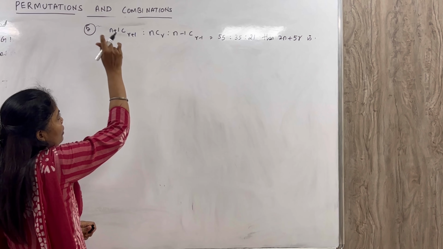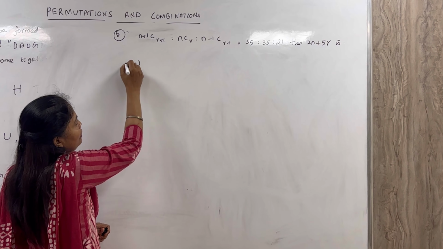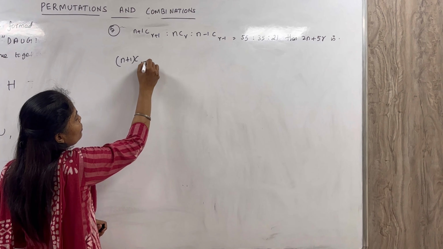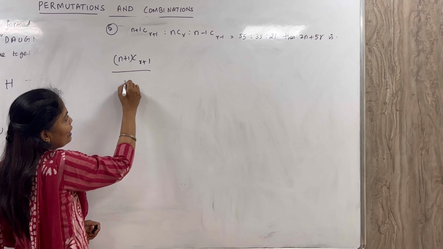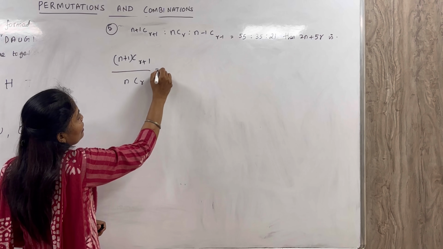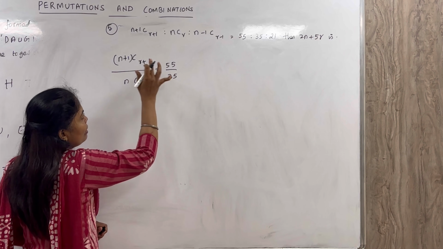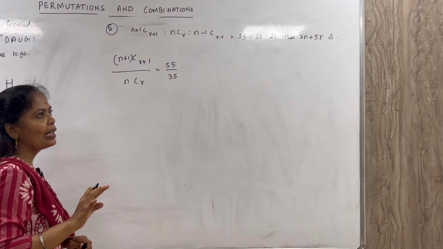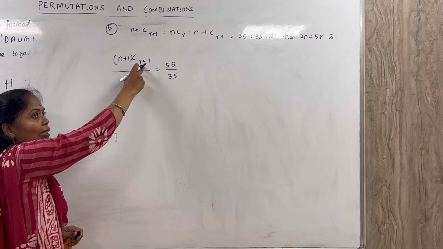Okay, so I will take the first ratio, (n+1)C(r+1) divided by nCr. The ratio can be written as a fraction, so I am writing the first ratio as a fraction: it is equal to 55 by 35. Simplify this using the nCr formula. Here n is n plus 1 and r is r plus 1.